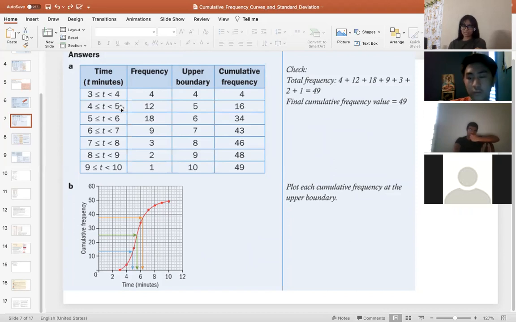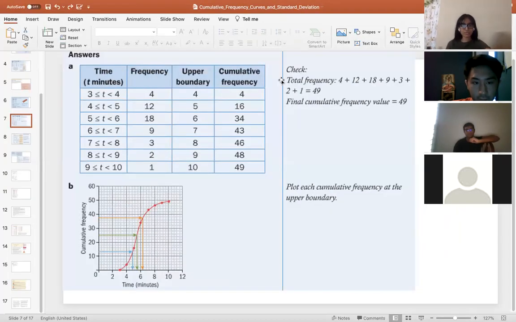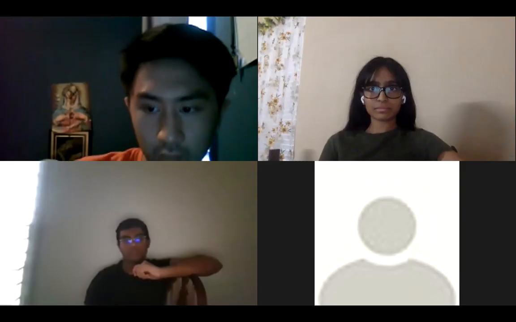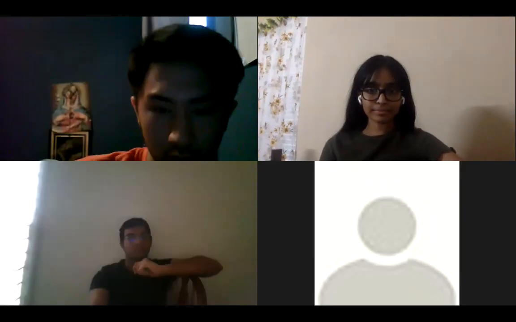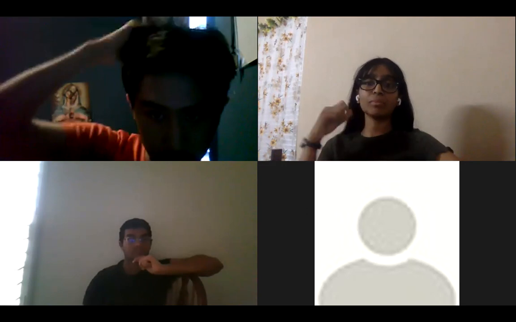Does that make sense? Yeah, for sure. How would you find the upper boundary again? The upper boundary is basically just the second number right here. Okay, let me see if I can open my quiz real quick and we could go over it. Let me stop sharing real quick. So you use the upper boundary if they ask you to plot the point on the graph.